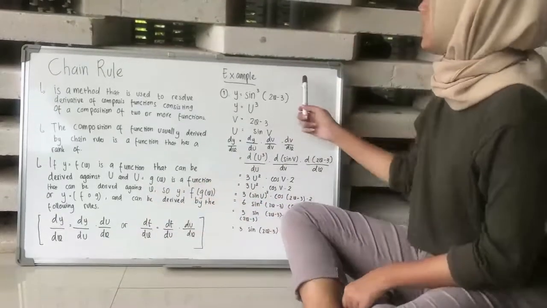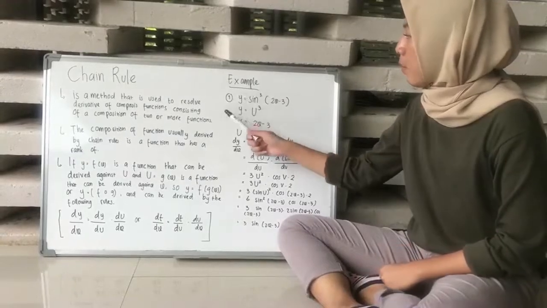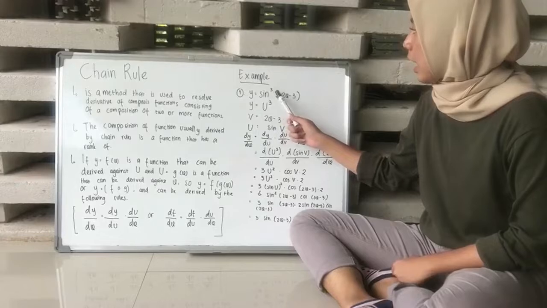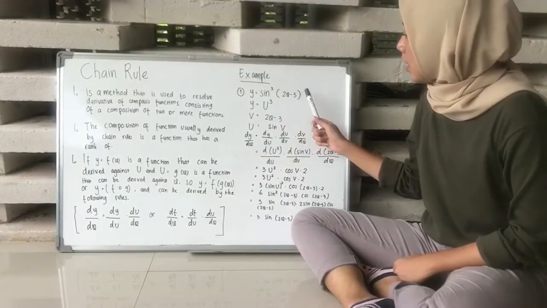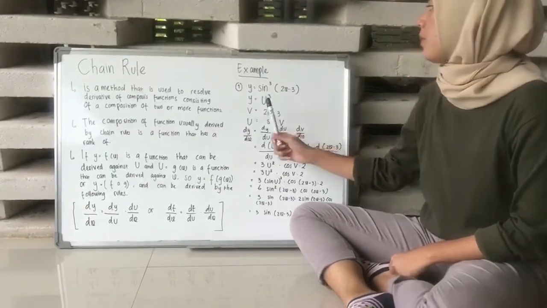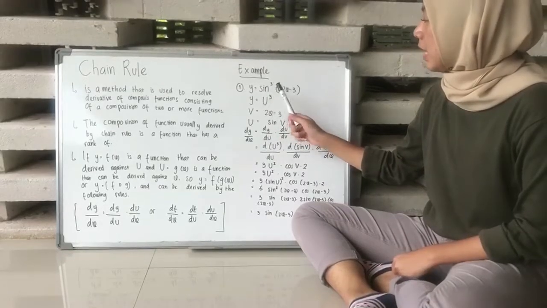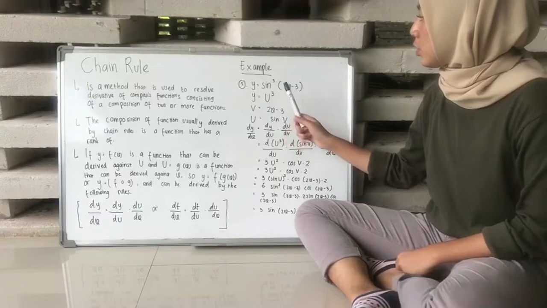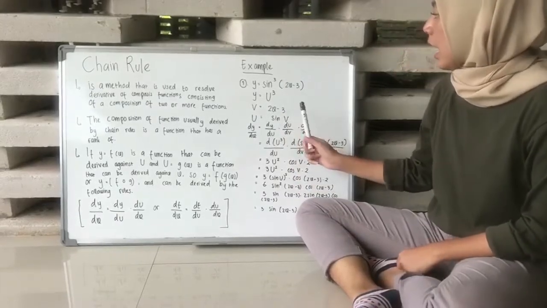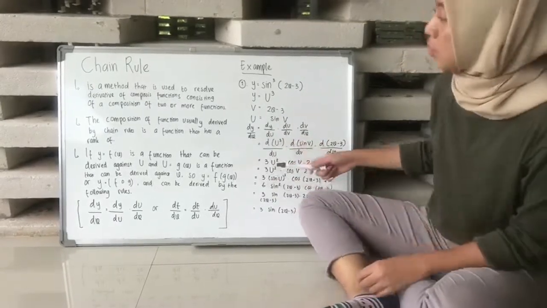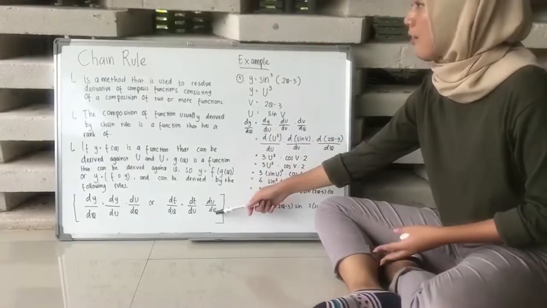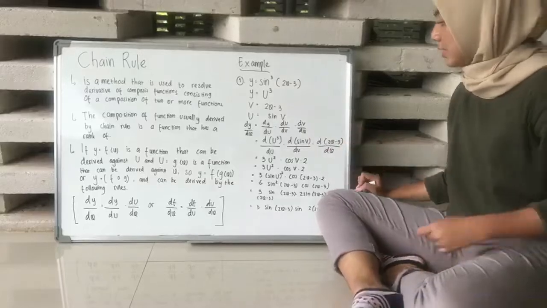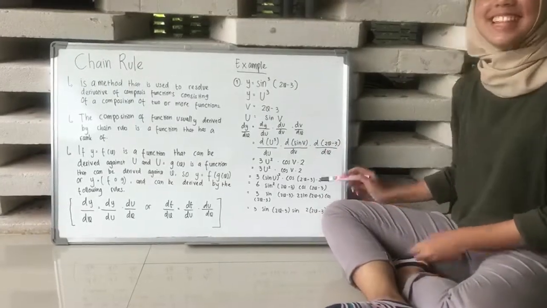And for example, this. Example number 1: y equals sin cubed of (2x minus 3), and let's assume that sin is u and v is 2x minus 3, and we substitute to the formula and we get this, and then this.